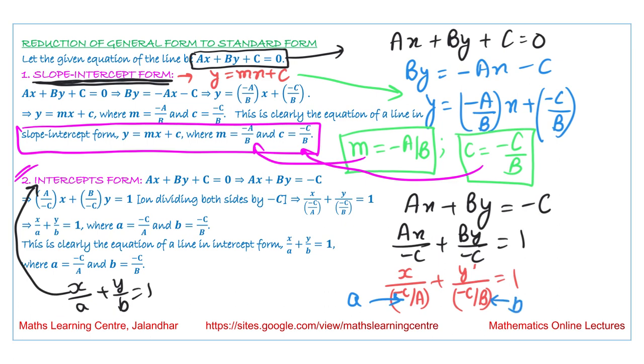So we are writing from this what we have obtained, that a line in intercept form is x over a plus y over b is equal to 1, where the values of a and b are given in this form, that is small a is equal to minus c by a, and this is the value of the x intercept, this is the value of the y intercept.